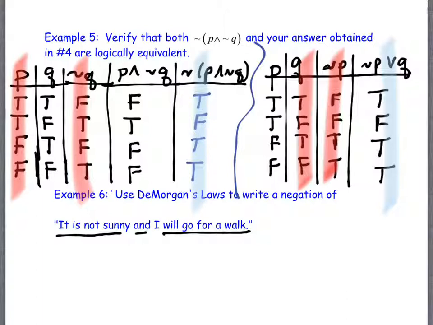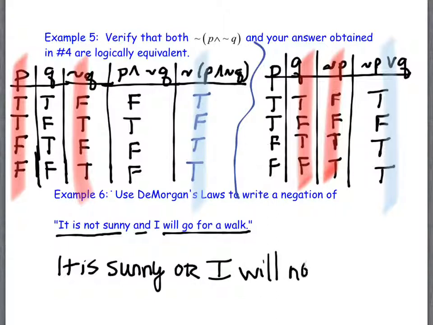So what is the opposite of it is not sunny? The negation of that. It is sunny. Don't start talking to me about clouds. Okay, we already talked about this. Don't change the actual pieces of the statement. What do I do with the word and? Or. That becomes an or. And what is the negation of I will go for a walk? I will not go for a walk. So the negation of it is not sunny and I will go for a walk is it is sunny or I will not go for a walk.